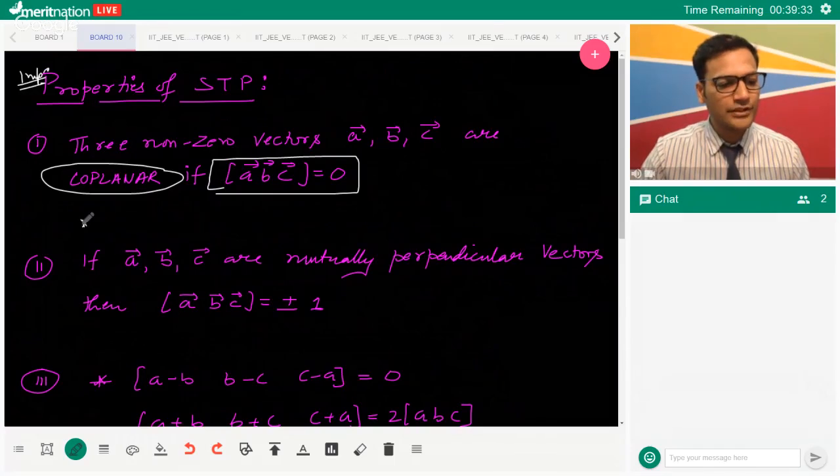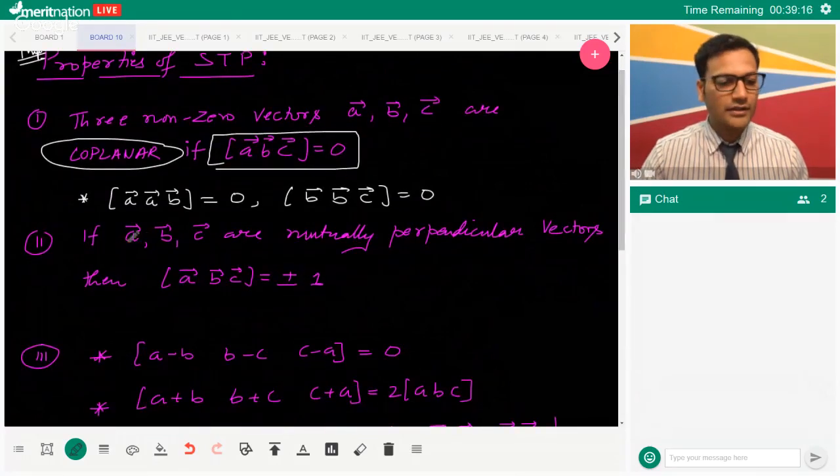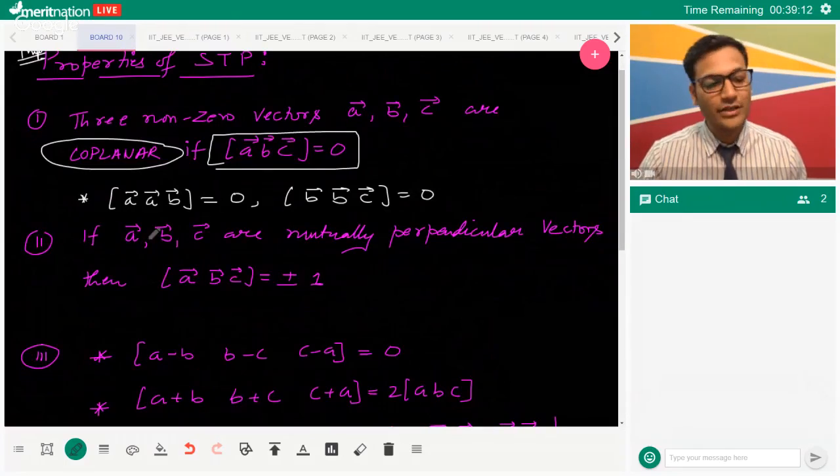So you can sort of put a note point over here stating that if I've been given A, A, B, the scalar triple product will be equal to 0. Or if I've been given B, B, C, in this case, the scalar triple product is also 0. And this is again important. Most of us tend to forget this because you don't find many questions. However, this is an important bit.